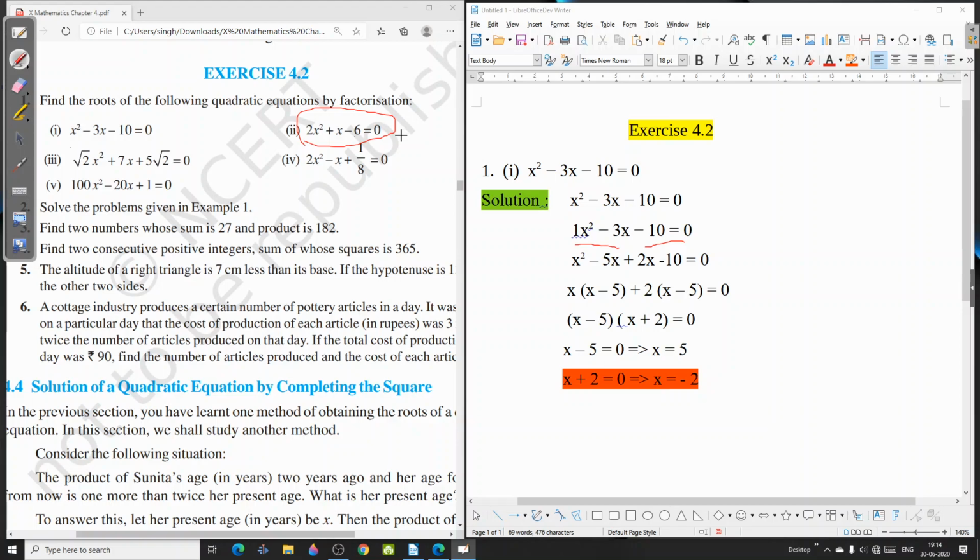The next thing you have to do is multiply a and c. What is a here? Here a is 2. And what is the value of c? c is minus 6. So multiply 2 and minus 6. On multiplying 2 and minus 6, you get minus 12. Now we have to factorize minus 12 into two factors. We have to write minus 12 as a product of two numbers such that on adding those two factors of minus 12 we get 1. So we try it.